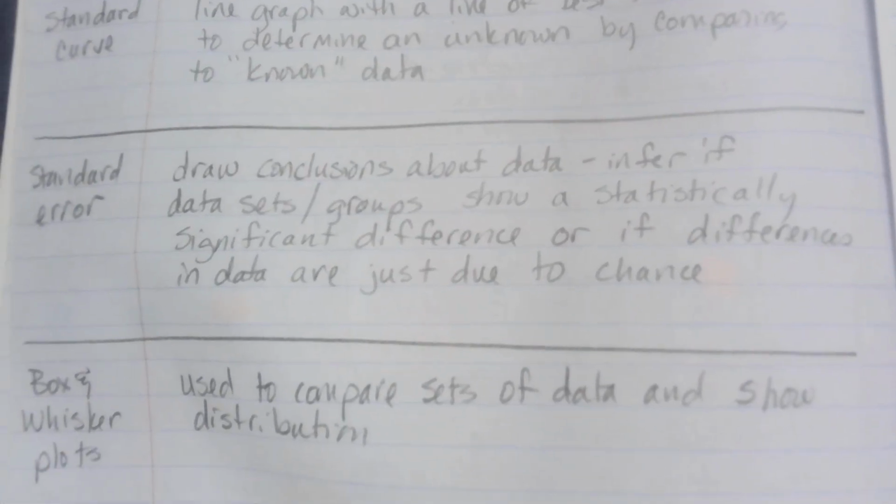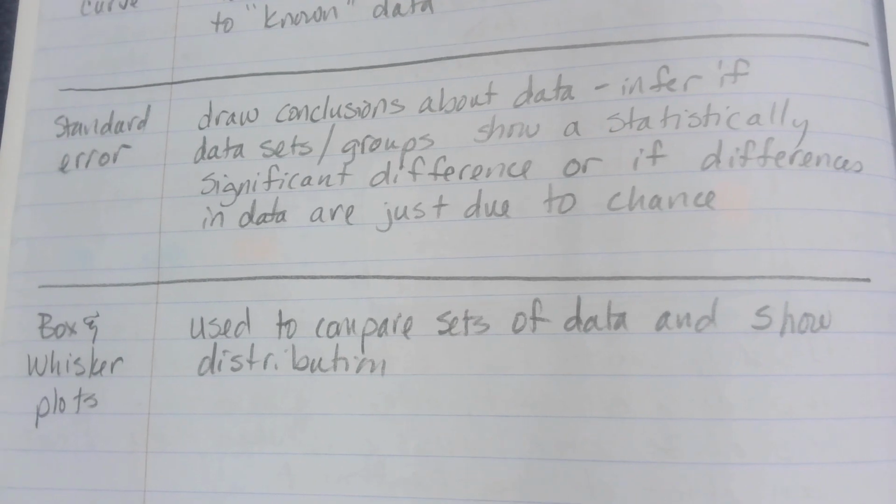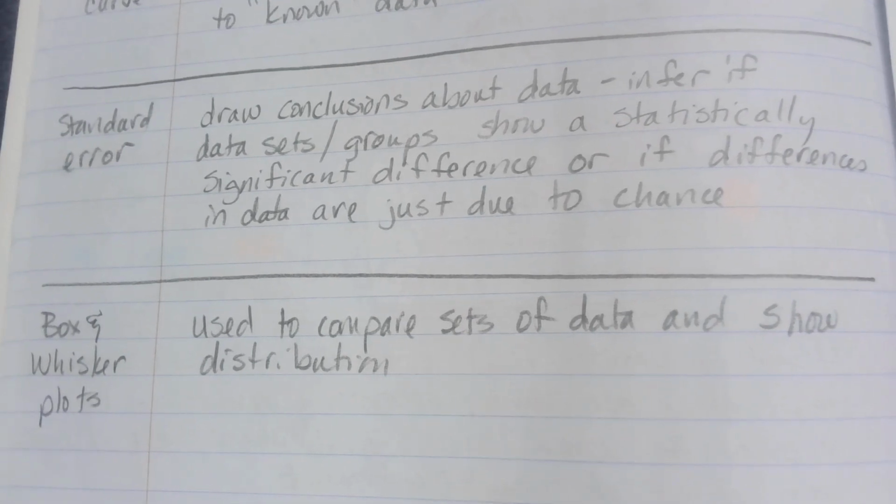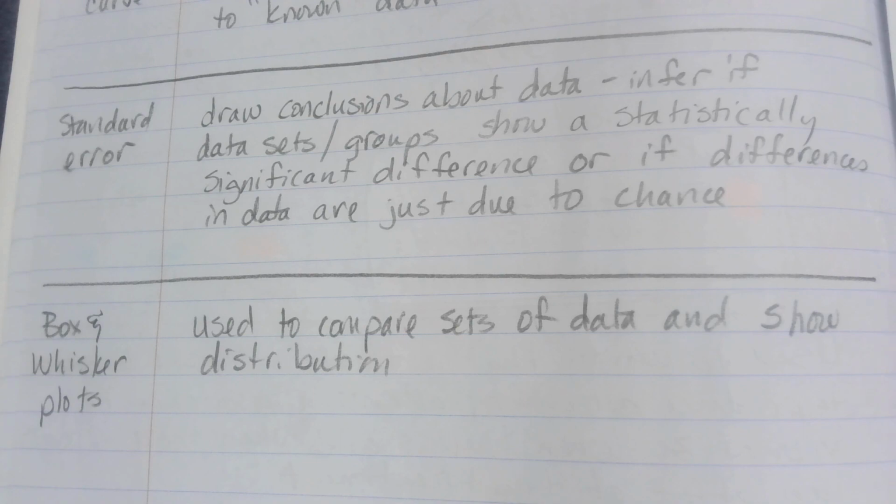Then finally, box and whisker. Box and whisker plots are used to compare sets of data and show distribution.